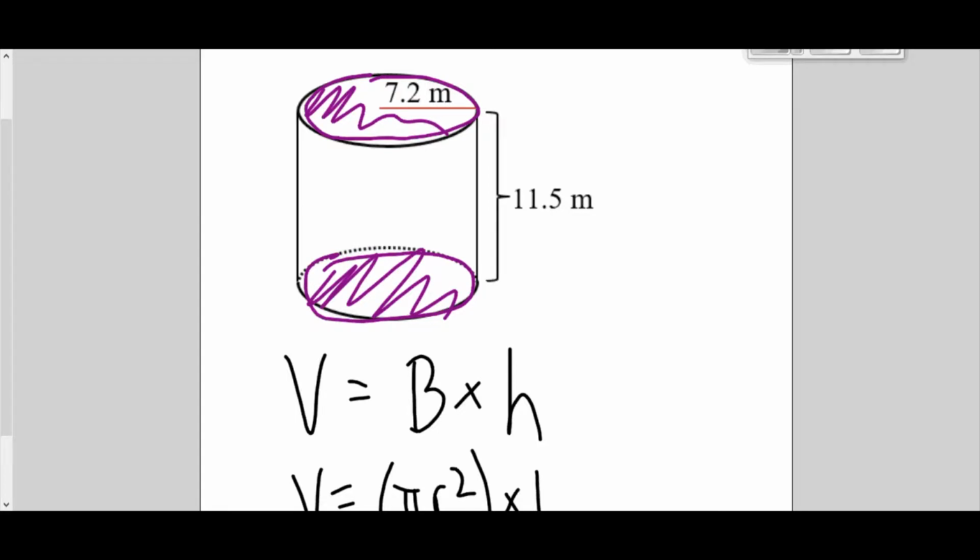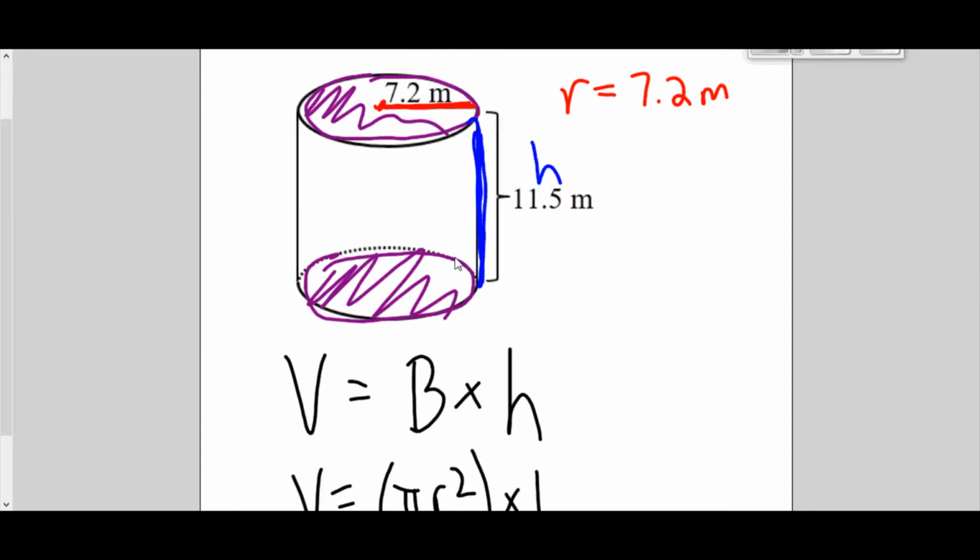To do area of a circle, you need the radius. So they give it to you. Remember, the radius only goes halfway across a circle. This red line here would be the radius because it only goes halfway. So the radius is 7.2 meters. And then my big height, that's the distance between my two circles. That's this distance here that I'm highlighting in blue. My height is 11.5 meters.